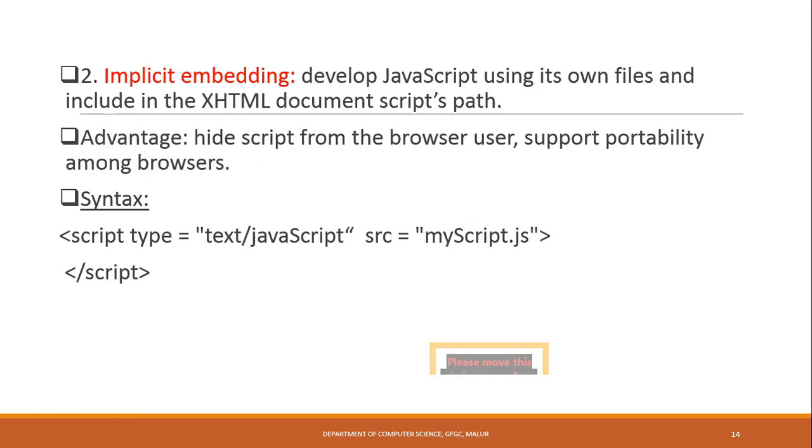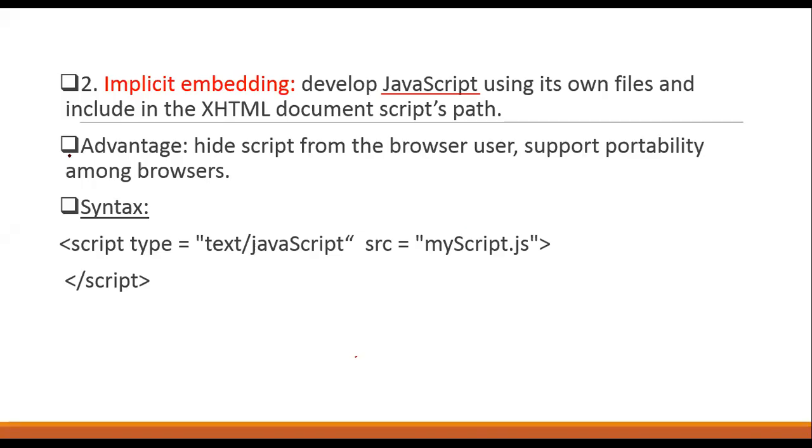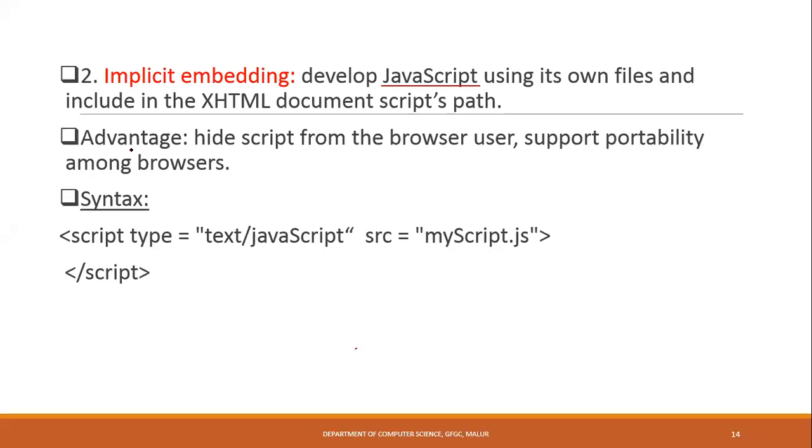Next, the external embedding. When it comes to this, you develop the JavaScript in its own file and include it in the HTML. So the JavaScript will be created in a separate file, and this will be included in the HTML document. An advantage of this type is that it separates the HTML code from the JavaScript, so even a user who can view the HTML code won't be able to view the JavaScript code. So it hides the script from browser users. That is one benefit of using this.